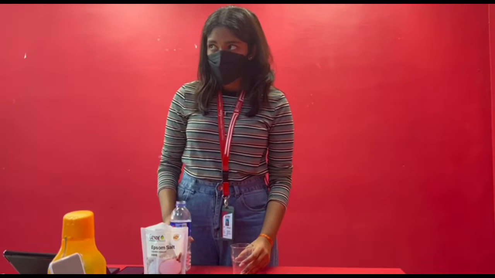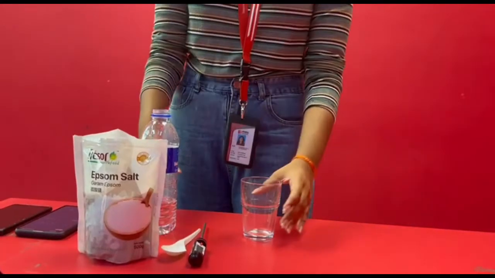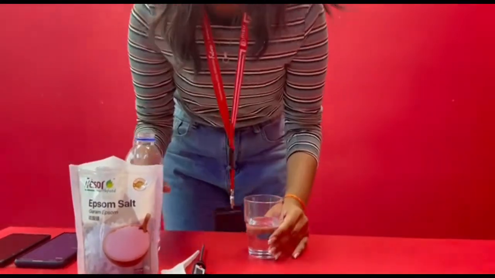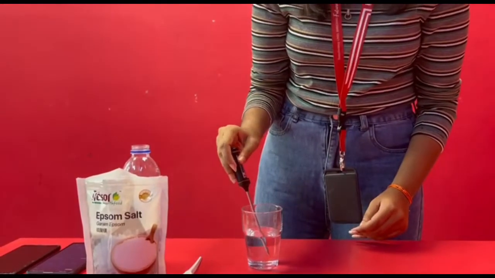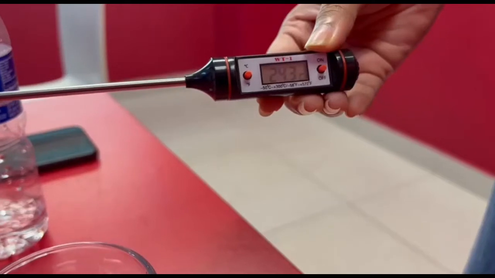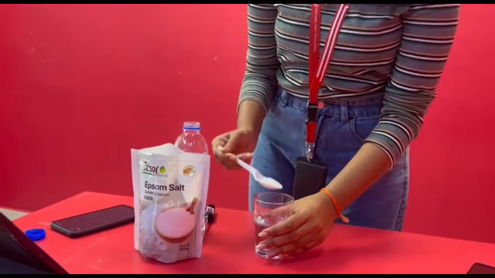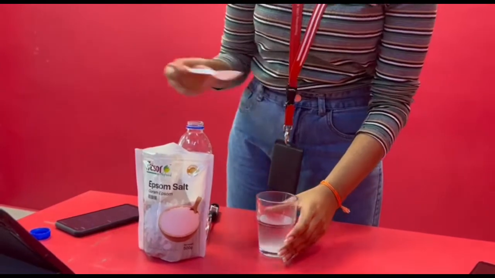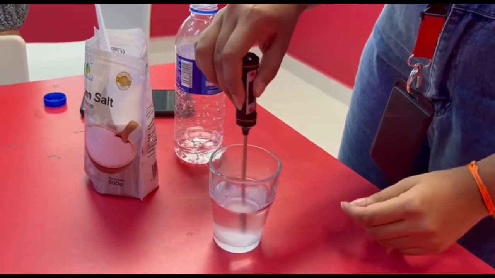For the procedure, there are 6 steps that are needed to be done in this experiment. First, the container is filled halfway with water. Second, a thermometer is put into the container and is left for 2 minutes. The initial temperature of the water is recorded. Third, a tablespoon of Epsom salt is added. Fourth, the thermometer is used to stir the solution carefully.